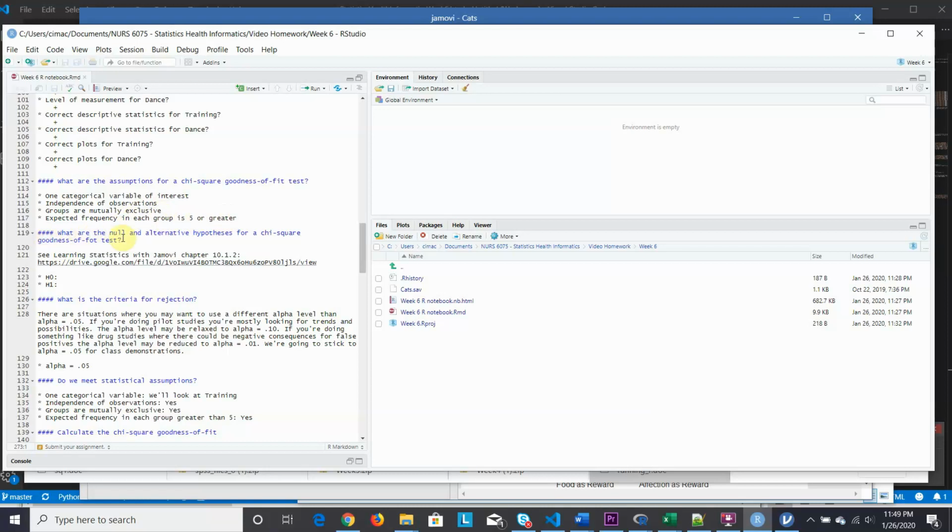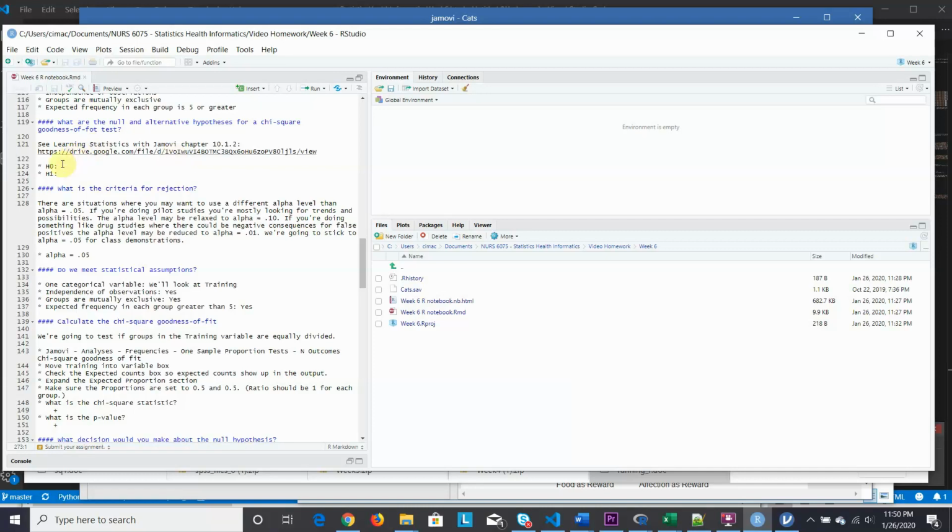So what are the null and alternative hypotheses for a chi-square goodness of fit? Field didn't really go over that so closely, but Learning Statistics with Jamovi, chapter 10.1.2, gives a nice example. The null hypothesis is there is no difference between observed and expected frequencies, and the alternative would be there is a difference between observed and expected frequencies.